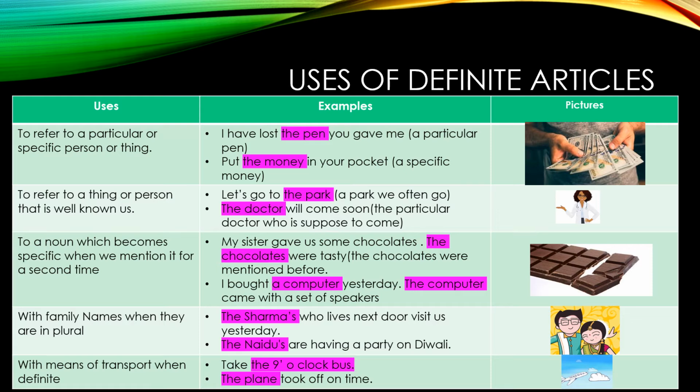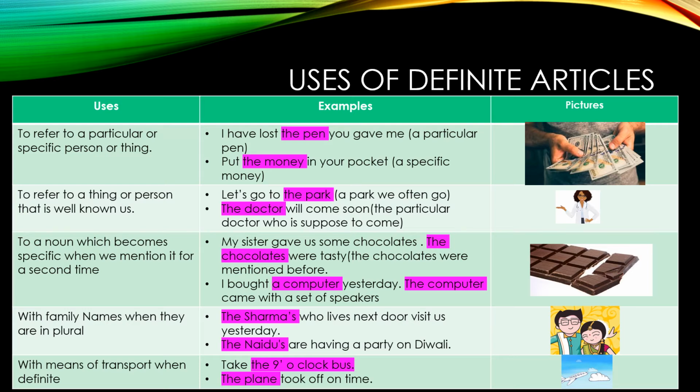Uses of the definite article. Number 1, to refer to a particular or specific person or thing. I have lost the pen you gave me. We are talking about a particular pen here. Put the money in your pocket. We are talking about specific money. Definite articles are also used to refer to a thing or person that is well known. Let's go to the park, or the doctor will come to see us soon. We are referring to a park we go to often or the particular doctor who is supposed to come.